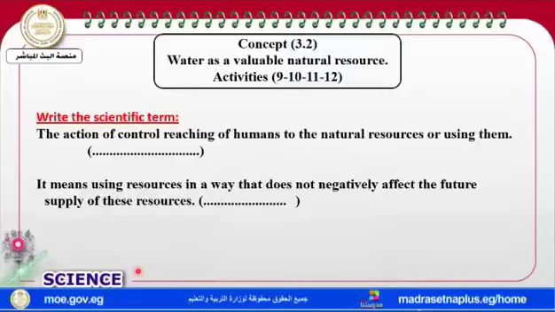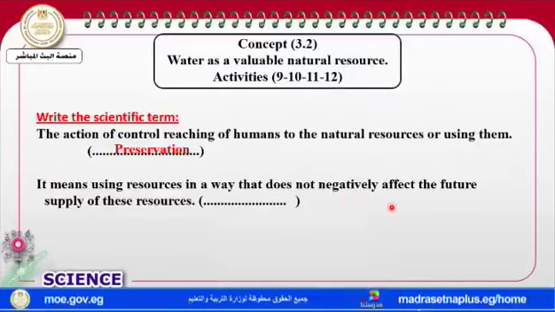Write the scientific term. The action of controlling human access to the natural resource or using them. Control reaching the natural resource or using them. Control access. All these words are equal to the preservation process.